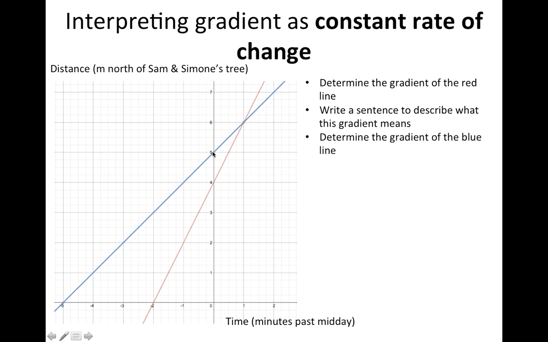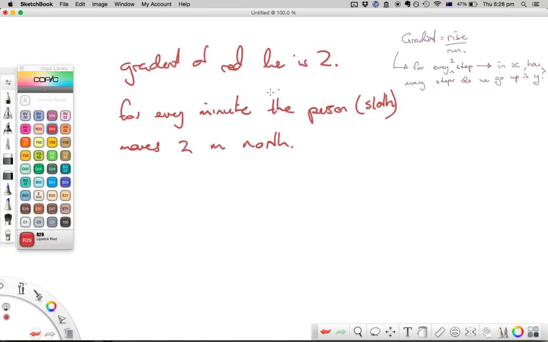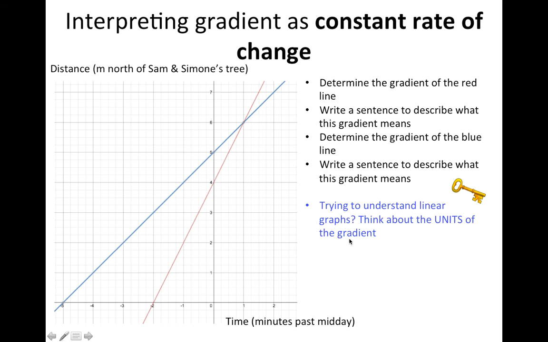Determine the gradient of the blue line. Well, for every minute, the sloth moves 1 meter north. Meters, minutes, meters. Write a sentence. Well, we can just say it. For every minute that passes, the sloth moves 1 meter north. So trying to understand linear graphs, I think that kind of sounds a bit weird though, doesn't it? If we say gradient of the red line is 2, for every minute the person moves 2 meters north, it's a bit weird. We need to think about the units of gradient.